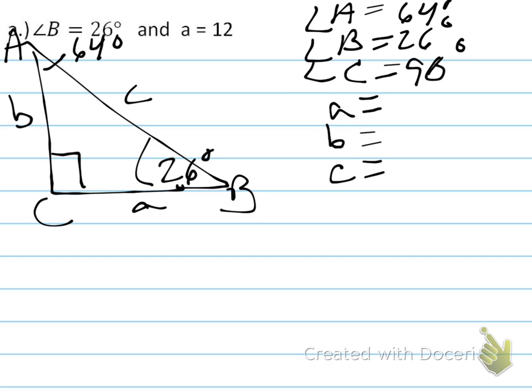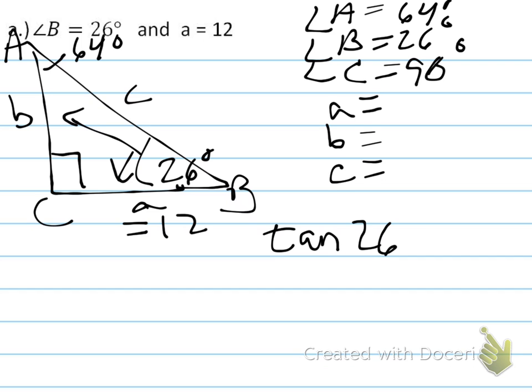So I'm going to use this angle I was first given, which is 26. I'm going to recognize that side A is 12. And I want to do opposite over adjacent. The only thing that uses opposite over adjacent is tangent. So I'm going to do tangent of 26 degrees. It's going to equal my opposite, which is B, divided by 12. Well, if you multiply both sides by 12, you would find side B.